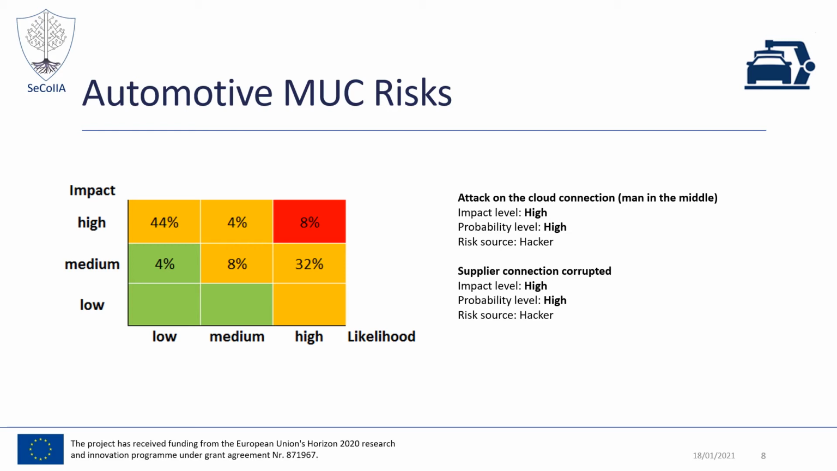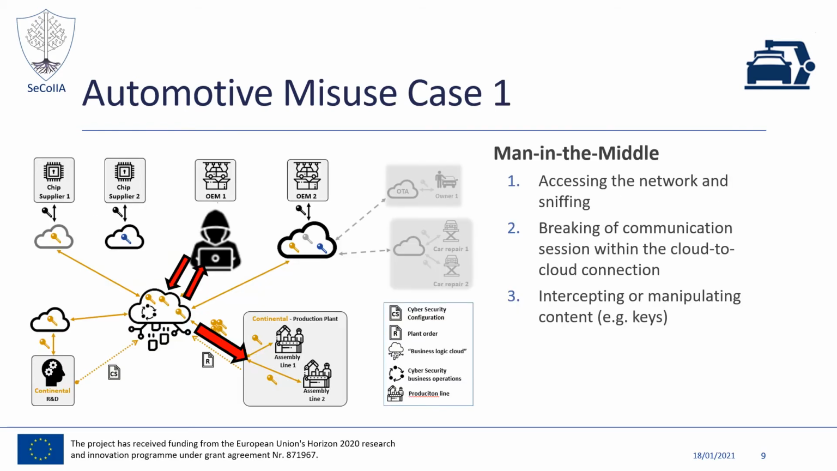So one, an attack on the cloud connection, a man-in-the-middle attack, essentially, that will derive in a high impact and high probability, the risk source being the hacker. And then we also found that there could be a supplier connection that can be corrupted, that has an impact level of high with a probability high, being again the risk source, the hacker. So with that analysis, we describe two misuse cases, being the first one here.